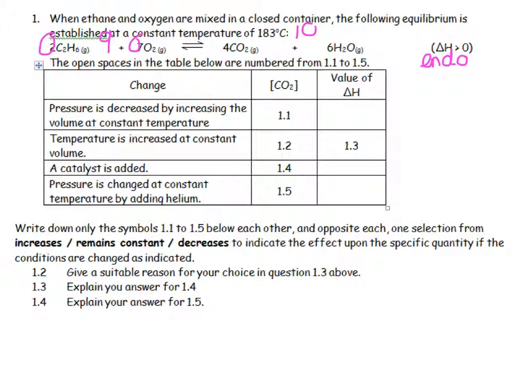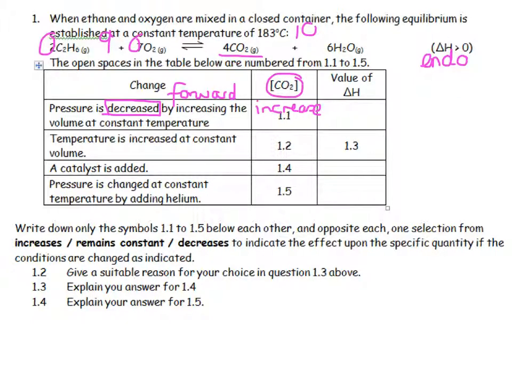If I decrease the pressure, the system will favor the side with the most gas moles. So it will favor forward. If it favors the forward reaction, what will happen to the concentration of CO2? CO2 is in the product, so that will increase.